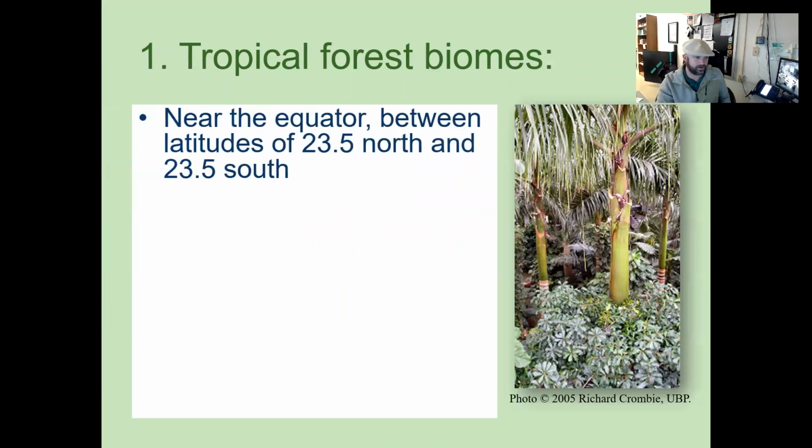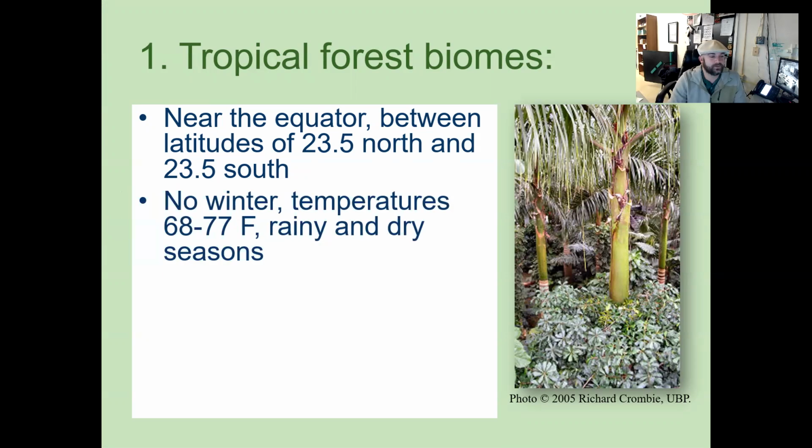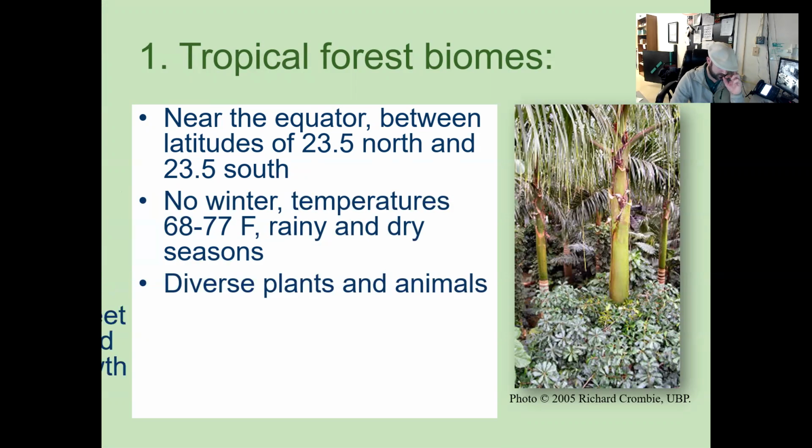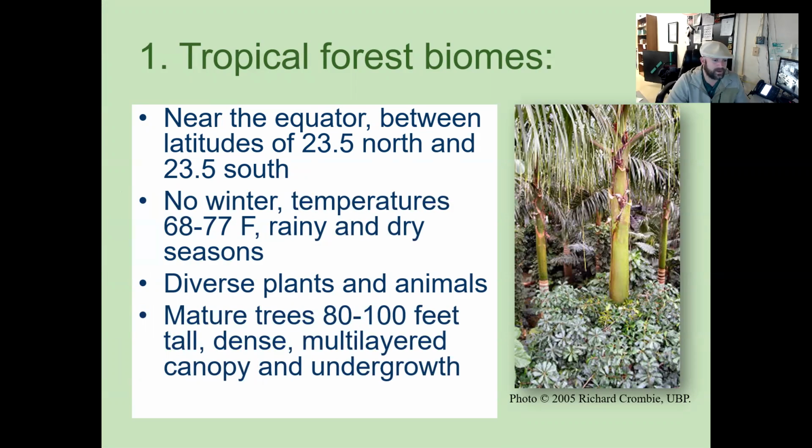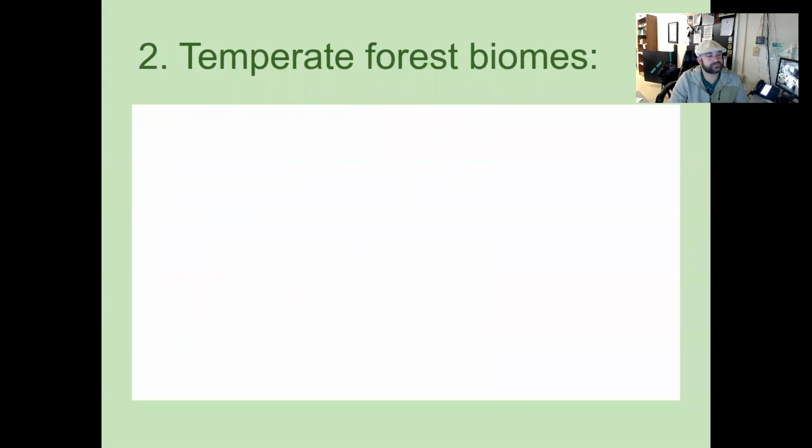So tropical forest biomes are near the equator between latitudes 23.5 north and 23.5 south. There's no winter. Temperatures are typically 68 to 77 degrees Fahrenheit, with rainy and dry seasons. Diverse plants and animals, and mature trees are about 80 to 100 feet tall, with a dense, multi-layered canopy and undergrowth. So just think tropical rainforest type of temperatures here, and abundant animal life.